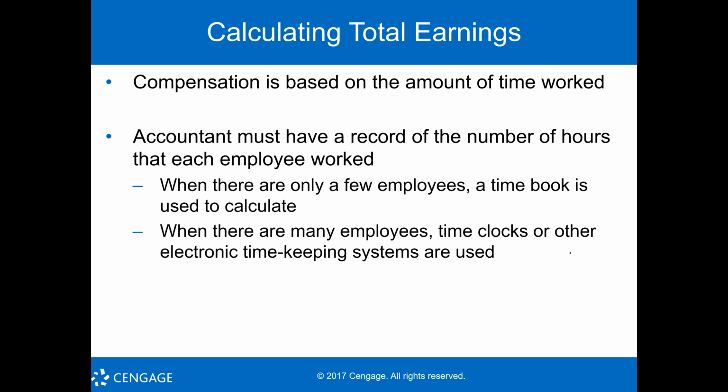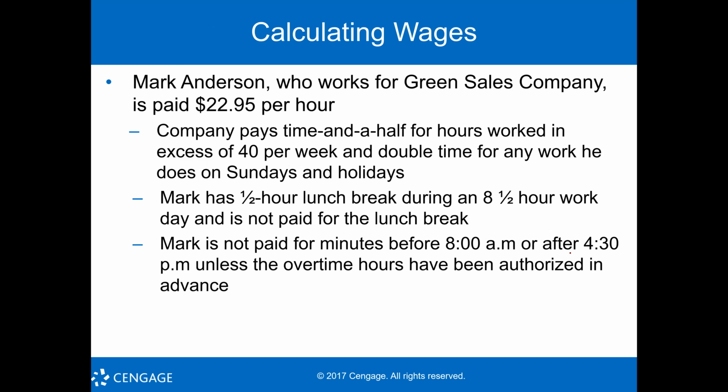So when there are a few employees, the time book is used to calculate. When there are many employees, time clocks or other electronic timekeeping systems are used. So calculating wages, it's going to show us an example here. And again, we're going to get some practice with this together, but this says, Mark Anderson, who works for Green Sales Company, is paid $22.95 per hour. Company pays time and a half for hours worked in excess of 40 per week and double time for any work he does on Sundays and holidays.